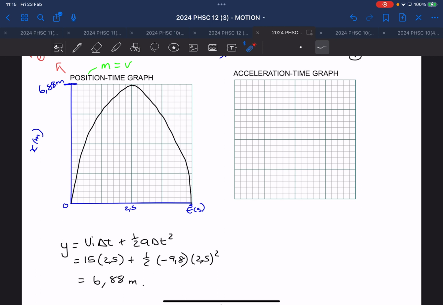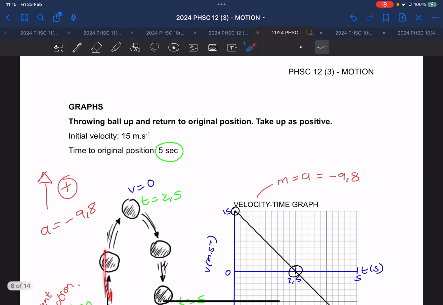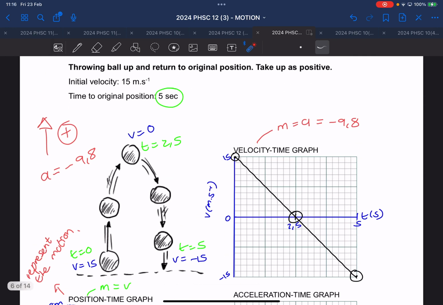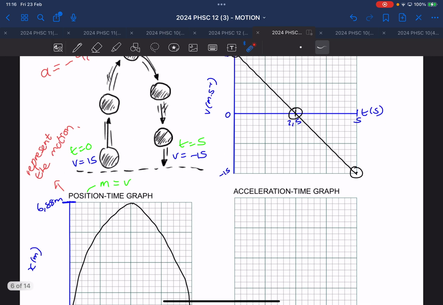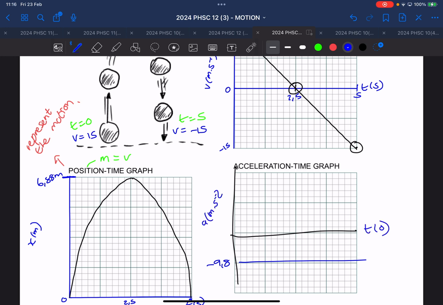Okay, next one is the acceleration time graph. What was the acceleration during this whole thing? When it went up, minus 9.8, minus 9.8, minus 9.8. So the acceleration is going to be a very easy graph. I'm not even going to use a ruler. It's just going to be a straight line, negative 9.8. Do we ever get a positive? If you choose down to be positive, then it's going to be positive 9.8.